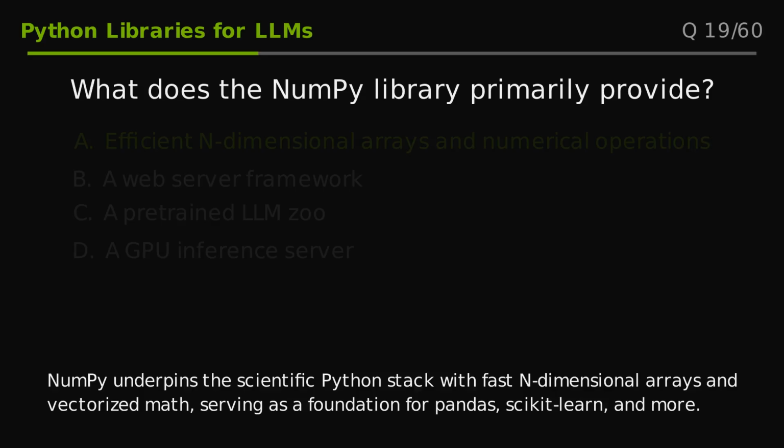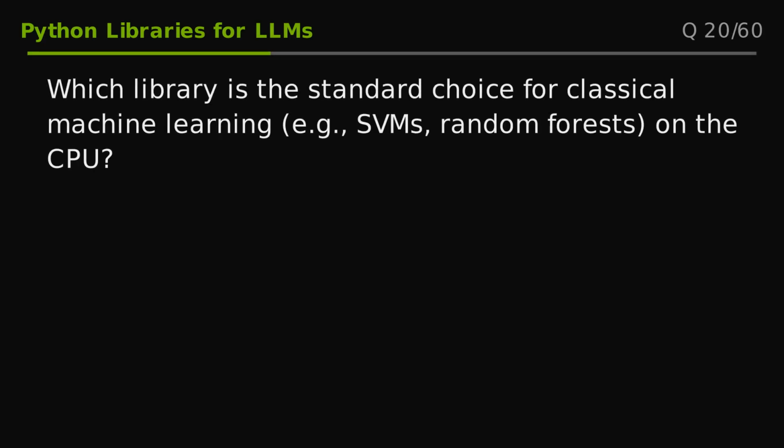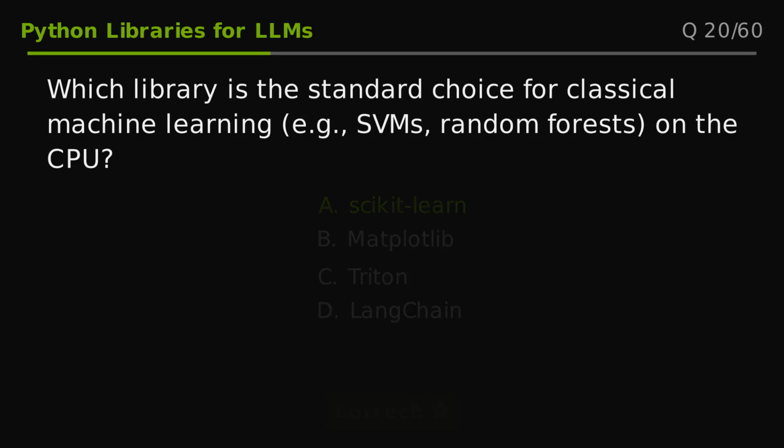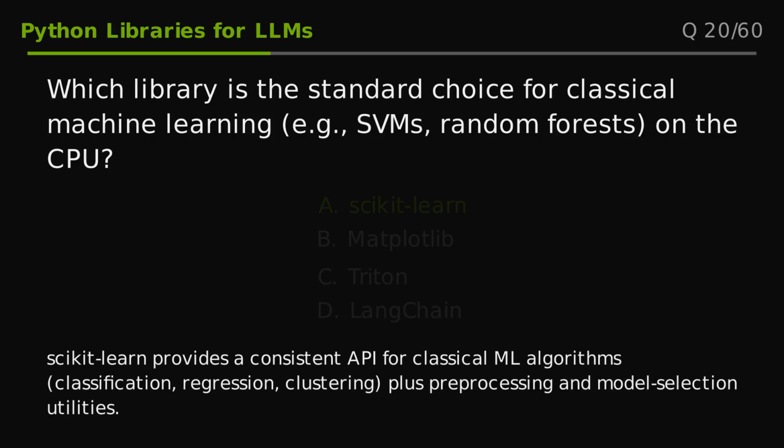and more. Question 20. Which library is the standard choice for classical machine learning, for example, SVMs and random forests, on the CPU? Option A. Scikit-learn. Option B. Matplotlib. Option C. LangChain. The correct answer is A. Scikit-learn provides a consistent API for classical algorithms, classification, regression, clustering, plus preprocessing and model selection utilities.